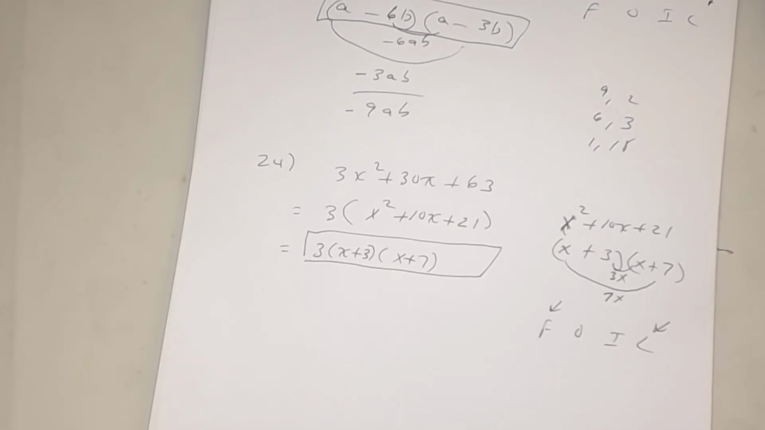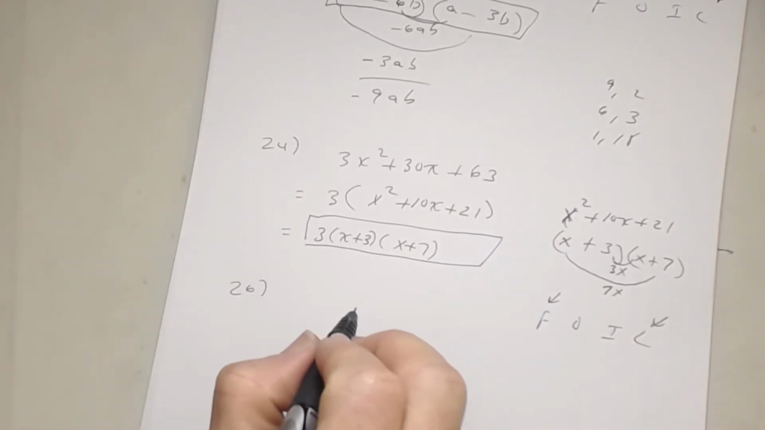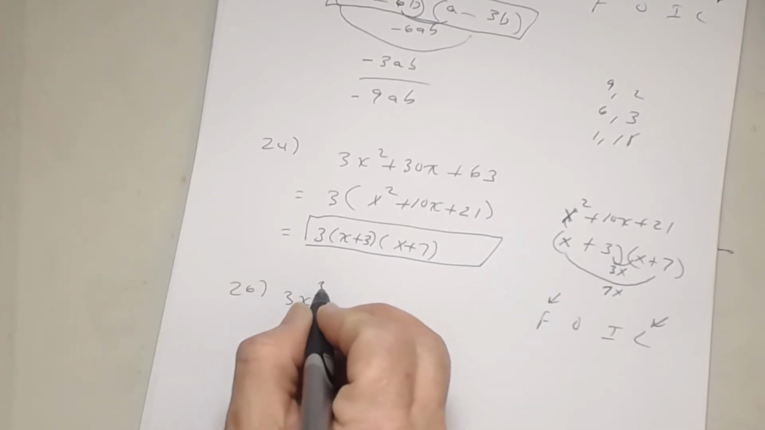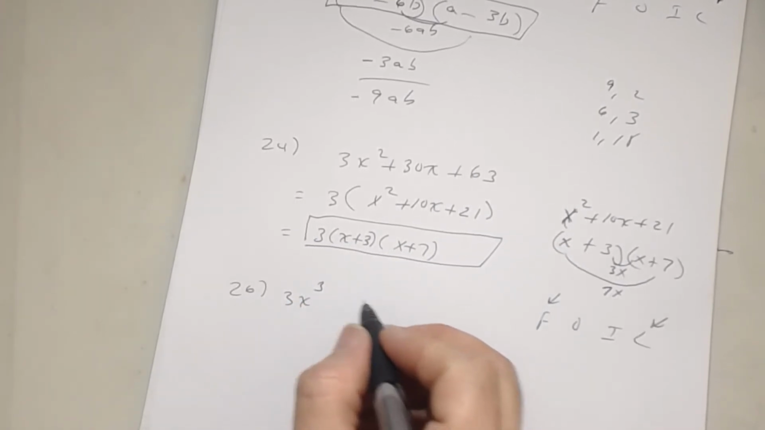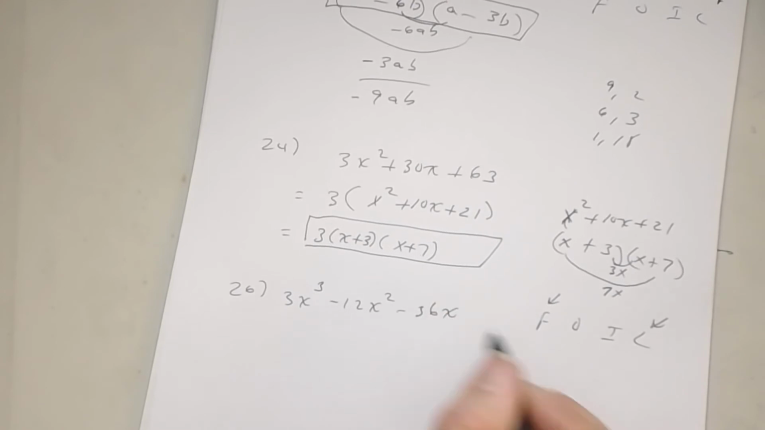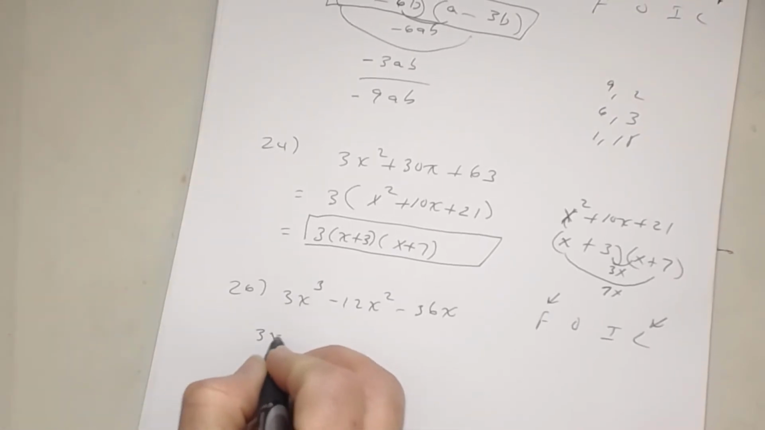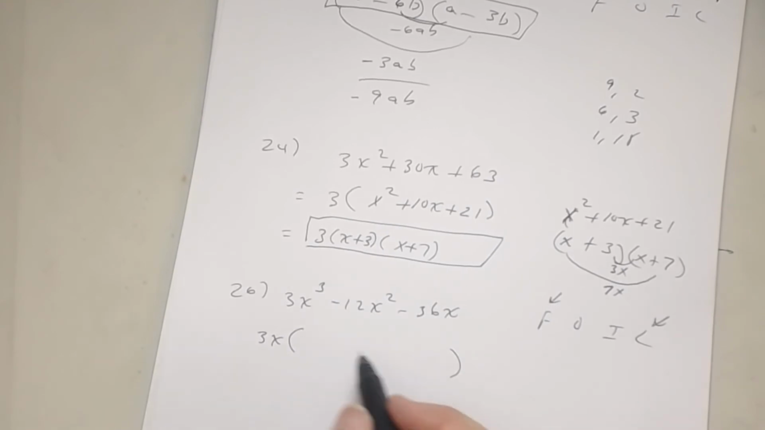Let's look at 26. You have 3x cubed minus 12x squared minus 36x. So 3x cubed minus 12x squared minus 36x. GCF? 3x. GCF is 3x. So you factor out a 3x. And what's going to be inside the parentheses, though?